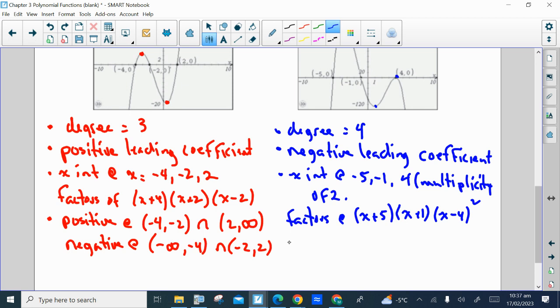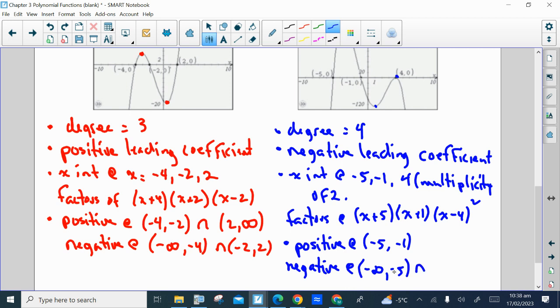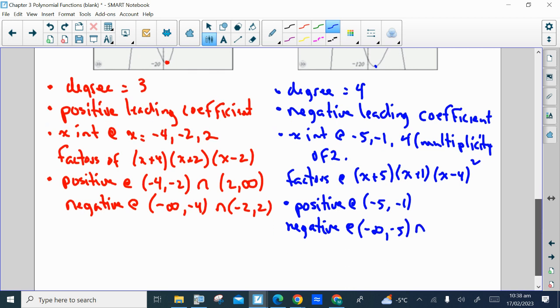This graph is positive between -5 and -1, and that's the only place where that happens. Everywhere else, the graph is either on or below the x-axis. So we would say that it is negative, and we have to break up each interval. There's actually going to be 3 intervals here. The first being from -infinity to -5. The second being from -1 to 4.